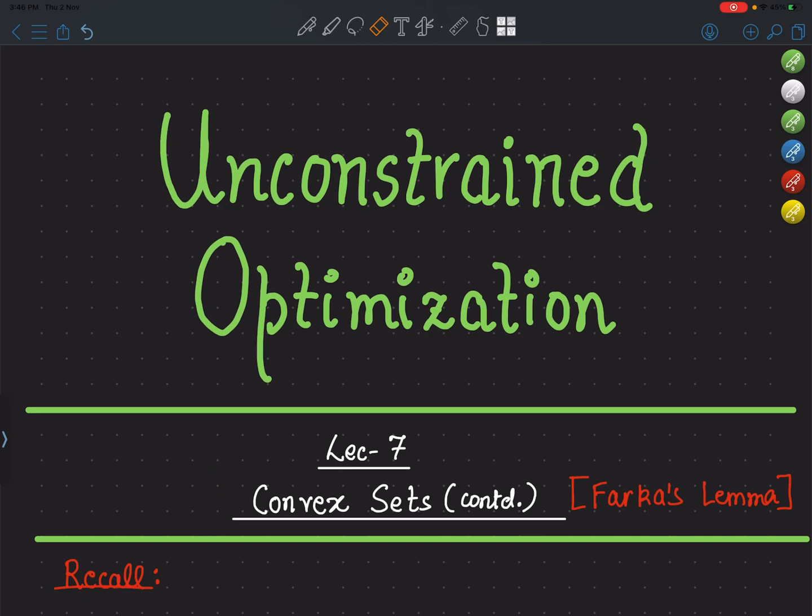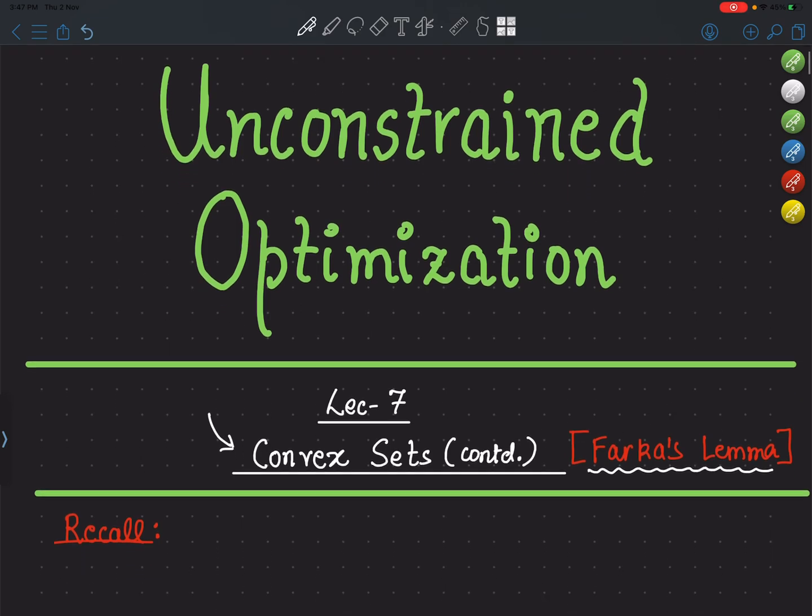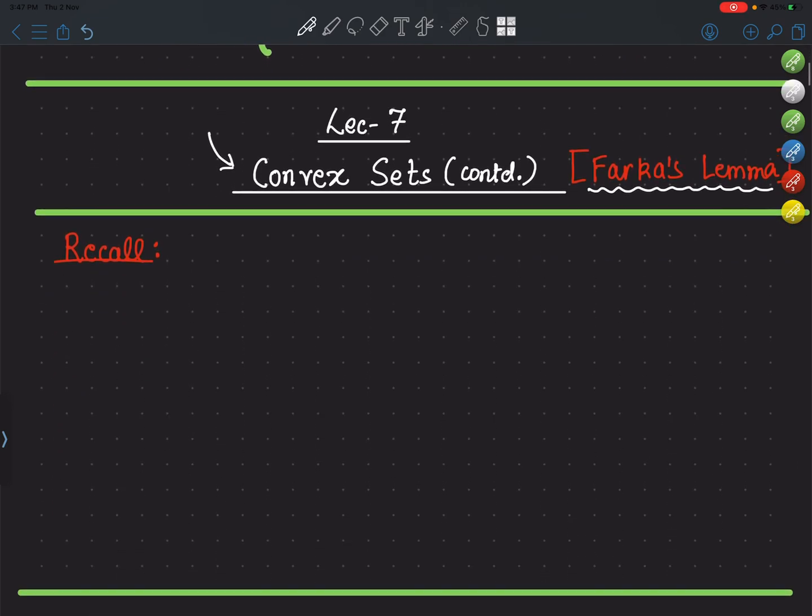Today we are going to continue discussing convex sets from the previous lecture, and today we will discuss the lemma called Farka's lemma. It's a very important lemma which will help us derive the optimality conditions of various linear and non-linear optimizing functions, and we also will discuss one of its corollary, and then we'll end the lecture. So before continuing with the lecture, let's see what we did in our last lecture.